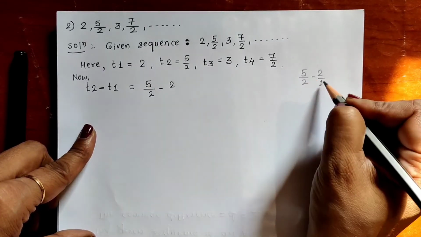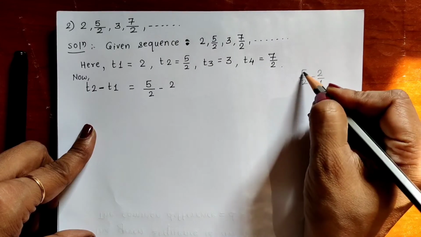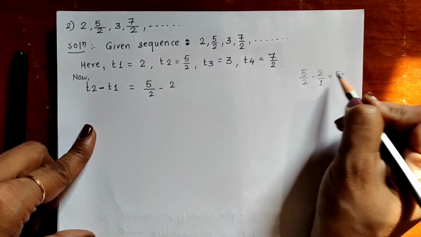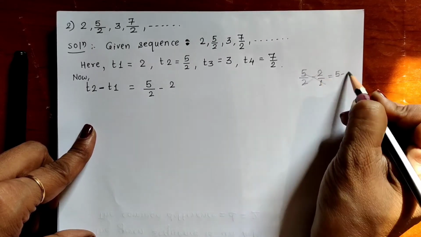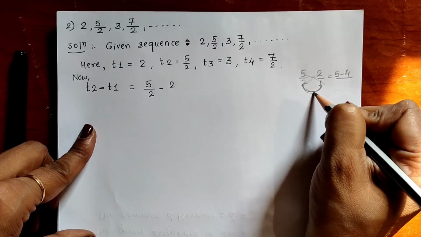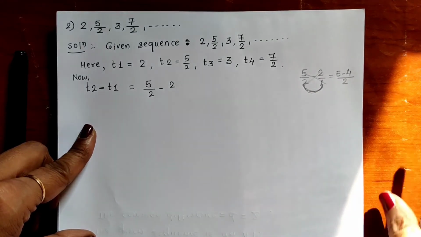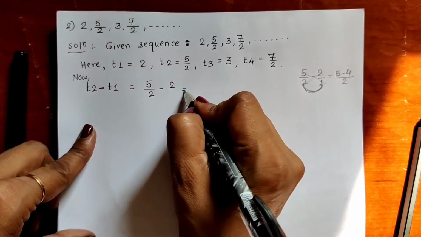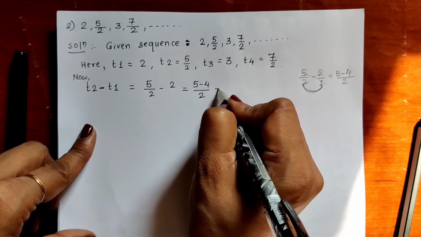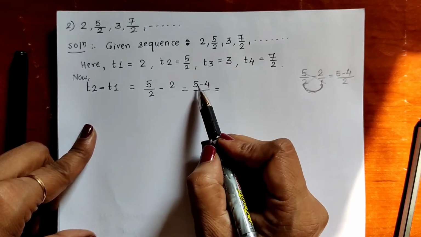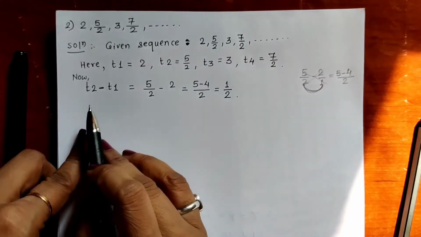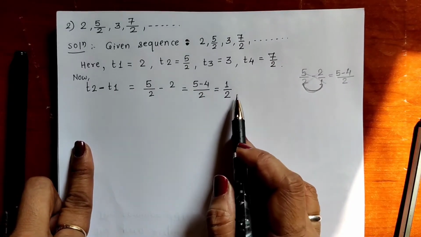How to solve this? You can solve it by cross multiplication. 5 ones are 5 minus 2 twos are 4. And upon, 2 ones are 2. We multiply denominator with denominator. 2 ones are 2. So in this way we write here 5 minus 4 upon 2. In numerator we can do the subtraction. 5 minus 4 is 1. Upon 2 we have to write as it is. So T2 minus T1 we are getting 1 upon 2.